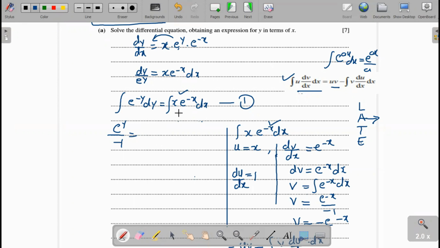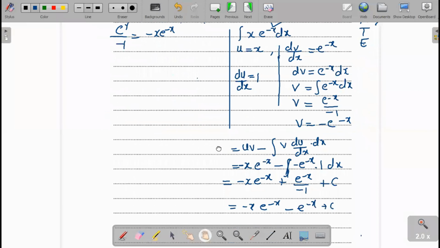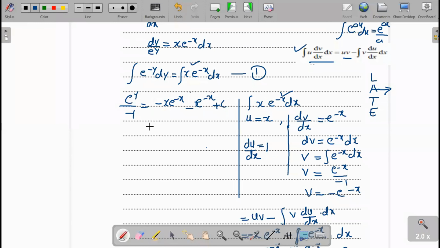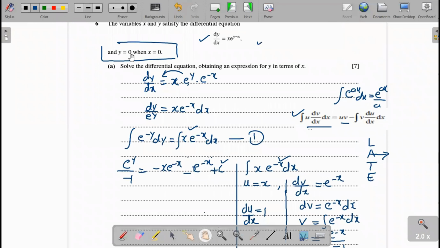Now the integration of x into e power minus x is minus x into e power minus x minus e power minus x plus c. Now to find the value of c, we put the value x equal to 0 and y equal to 0, that is given in this question.